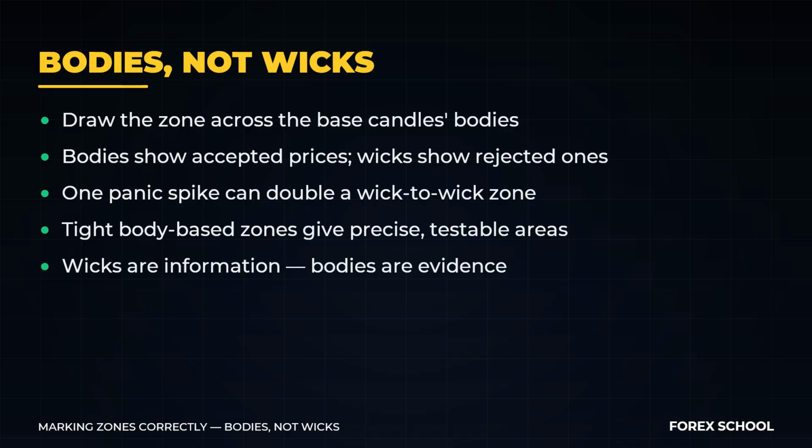Keep the box tight to the bodies and you get a zone that says something specific. This is where the orders actually changed hands. Wicks are information, bodies are evidence.